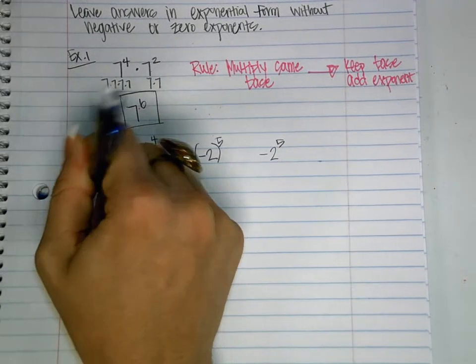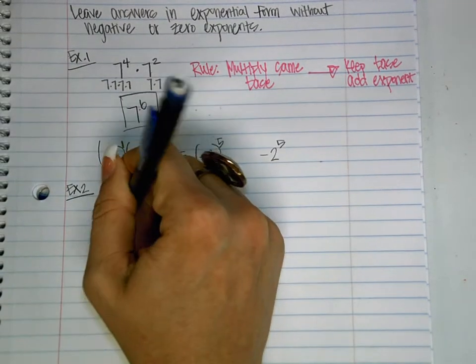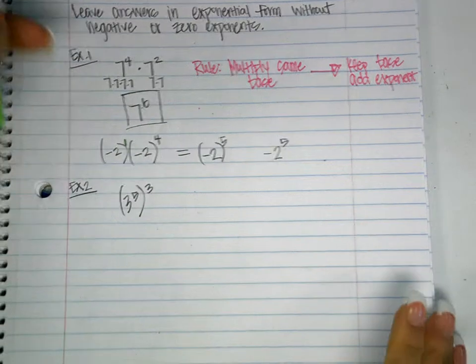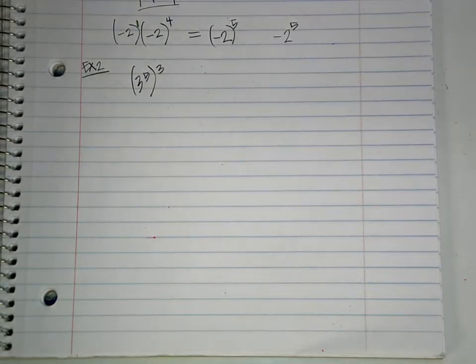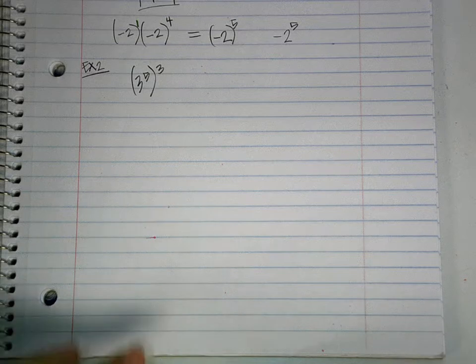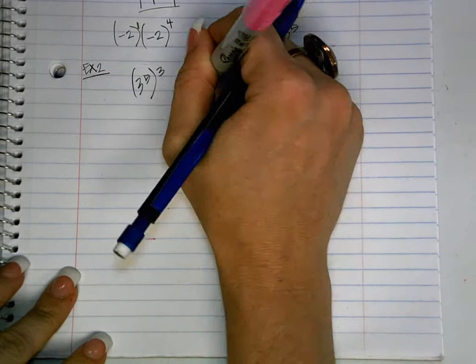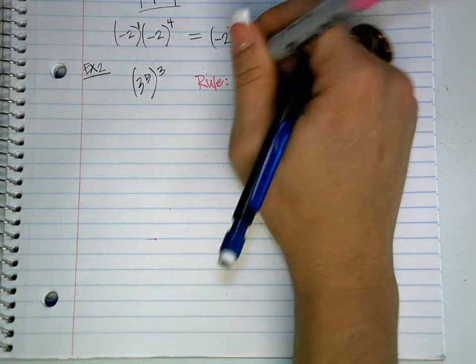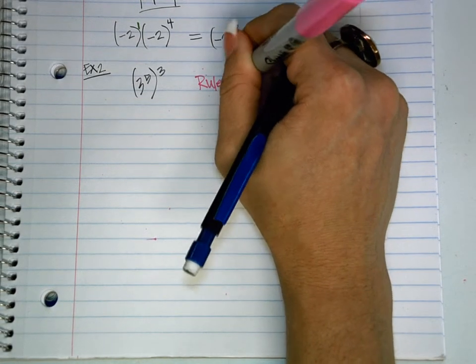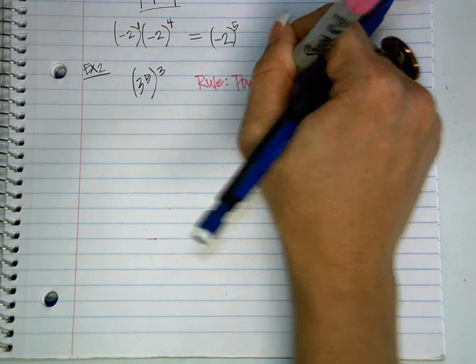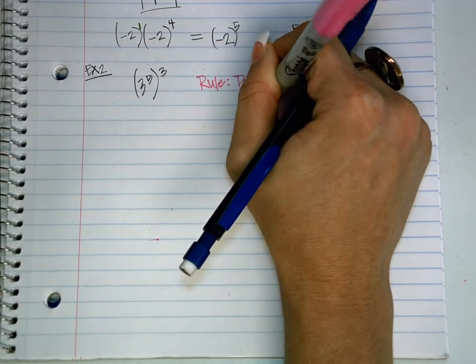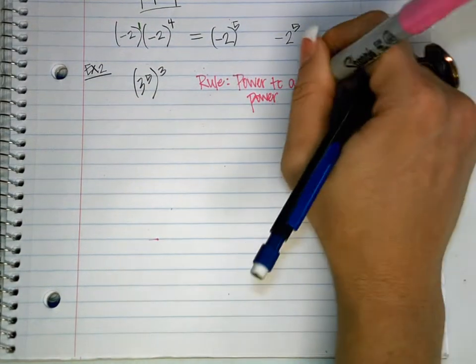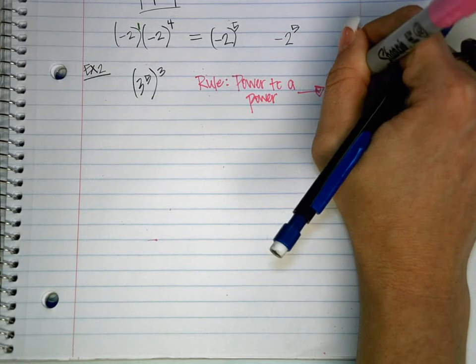Okay, let's try the second one, number 2. 3 to the 5th power raised to the 3rd power. So 3 to the 5th cubed. Cubed is exponent of 3. There's another rule here, and it's basically a power to a power rule. The rule is if you have a power to a power, you will distribute the exponent.